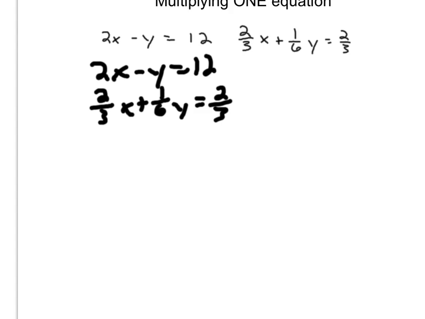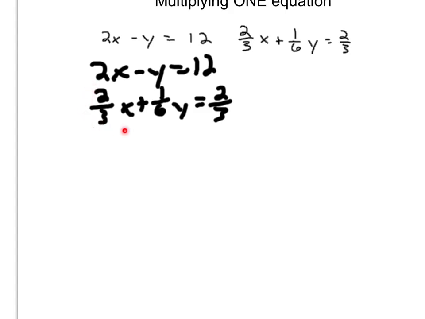Okay, now we need to get opposite coefficients, and again, if we have to multiply one of the equations to do that, then we can. Well, what I'm going to look for first is any signs that are opposites for those x's or y's. These two x's are both positives, so I don't really want to mess with those. These two y's, one is negative, one is positive, so that means I can multiply one of the equations by a positive number, and they will still be opposites.